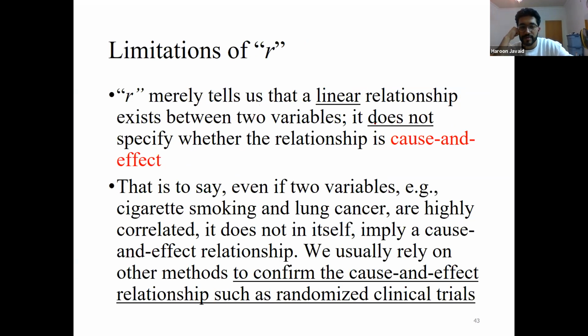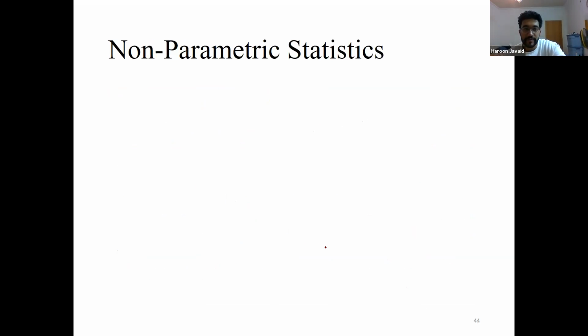Yeah, okay, so it does not specify a cause and effect relationship. That is to say, if two variables, cigarette smoking and lung cancer, are simply correlated, it does not in itself imply a cause and effect relationship. Okay, cause and effect relationships are usually done in randomized clinical trials because they control all other variables except the variable that you are measuring for, okay?